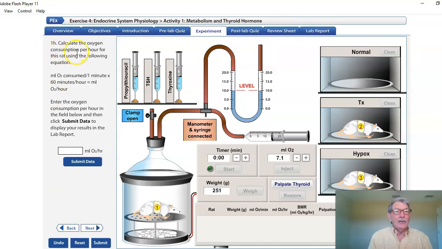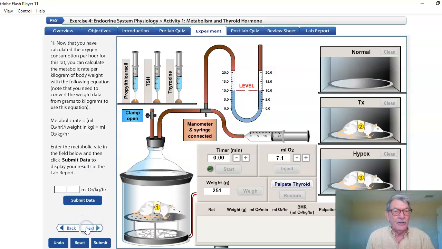Okay, now to calculate the per hour, if you use 7.1 in a minute, then 60 times that is going to be 60 minutes. That'll be the hourly consumption because it's got to be per hour. 7.1 times 60 equals 426 milliliters of oxygen per hour. Next, now I have to divide it by his body weight to enter the metabolic rate.